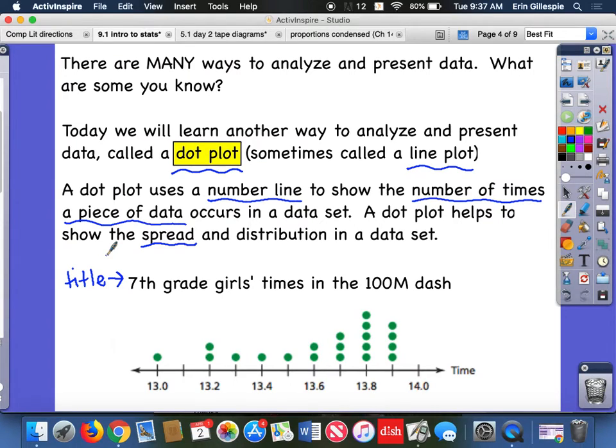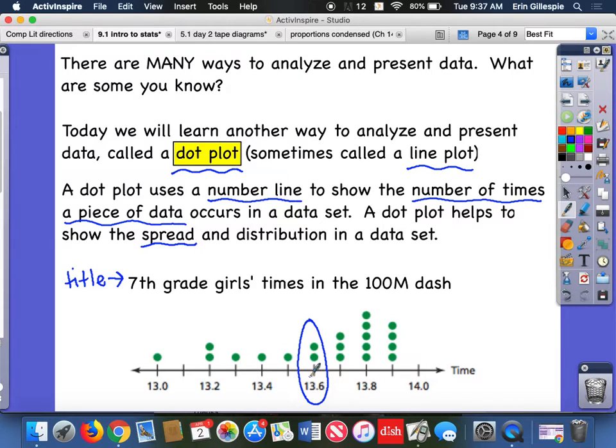So if you look at this dot plot, let's see if you guys understand how to read it. How many girls ran the 100-meter dash in 13.6 seconds? Take a second to think about that. How many girls ran it in 13.6 seconds? Hopefully you were thinking 2, because there are 1, 2 dots above 13.6, okay?